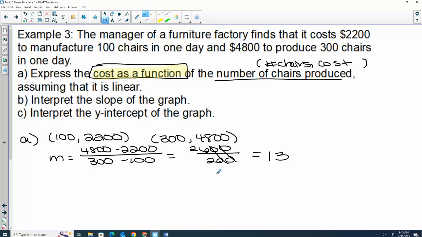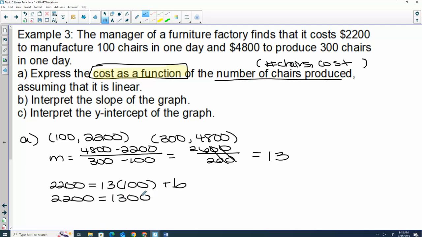Do we know the y-intercept this time? No, so we actually have to work it out. So you pick one of your ordered pairs, plug into y equals mx plus b, or do the point slope formula like y minus 2200 equals 13 times. The way you're looking at me, you guys don't do it that way. Okay. Plus b, subtract that over, so the y-intercept is 900. So our equation is y equals 13x plus 900.